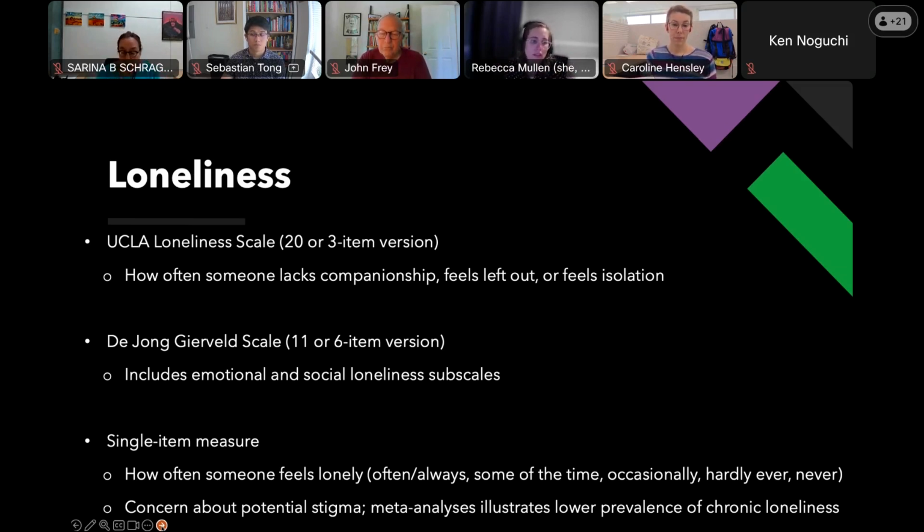And then there is discussion about single item measures. There's no consensus on one validated single item measure, but an example that I put there might be, how often do you feel lonely? Often, always, some of the time, occasionally, hardly ever, or never. The concern about that might be that when you use the word lonely or loneliness in the actual question, is there stigma then to how people answer it? And there was a recent meta-analysis in 2023 that did illustrate a lower prevalence of chronic loneliness when you used a single item measure compared to other scales.